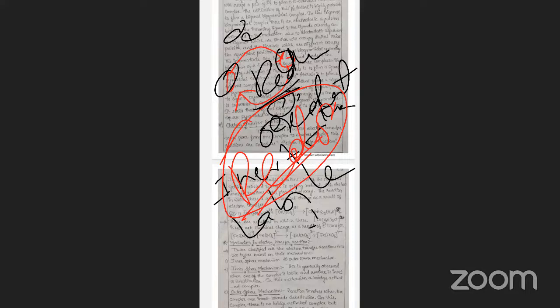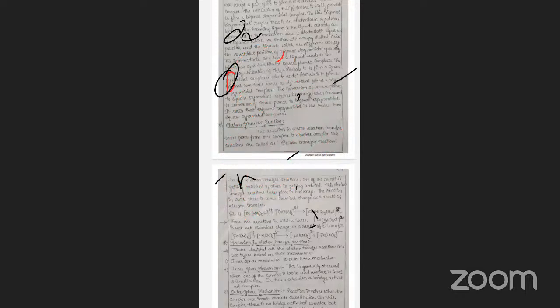That is called what? Redox type of reaction. Okay, so how can you explain this mechanism? Two different, very very important types of mechanisms are there. Means how to transfer the electron from one complex to another complex. What is the pathway? Which pathway is there?